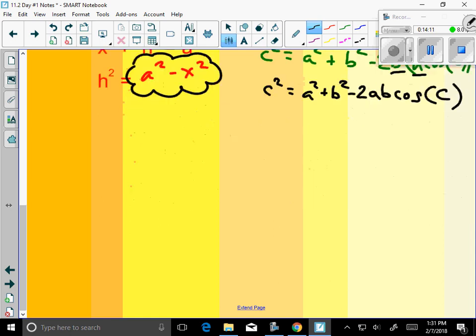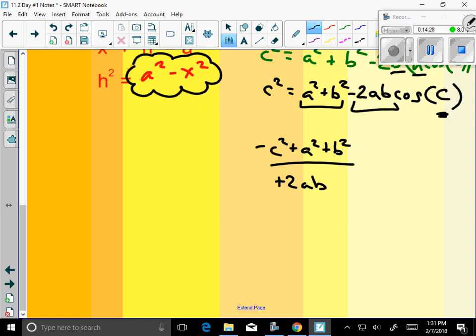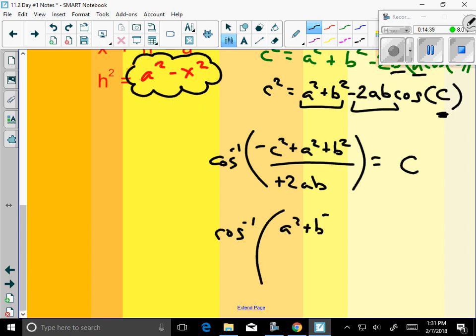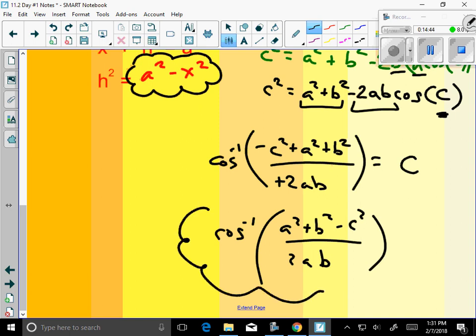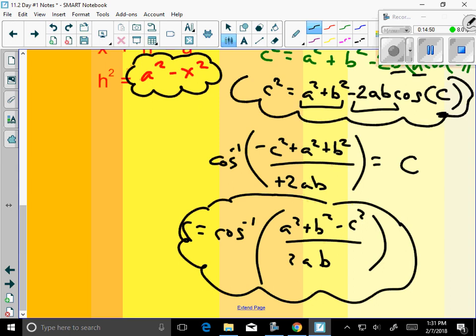So if I rearrange this to get this c all alone, I could get this in a different form. I'd subtract a squared and b squared, and then I'd divide by negative 2ab. Well, if I divide by a negative, that changes the sign of everything in the numerator. So that equals cosine of c. But if I want c, I take the inverse cosine of that. And when I rearrange it, look at that. Here are our two forms of the law of cosines. Isn't that just pretty?